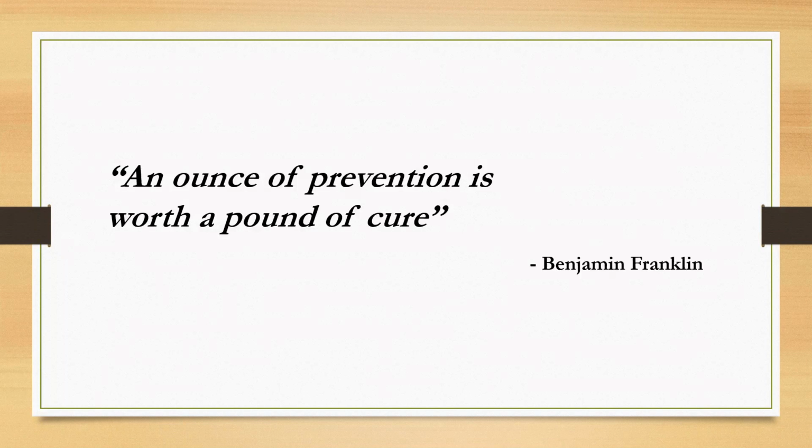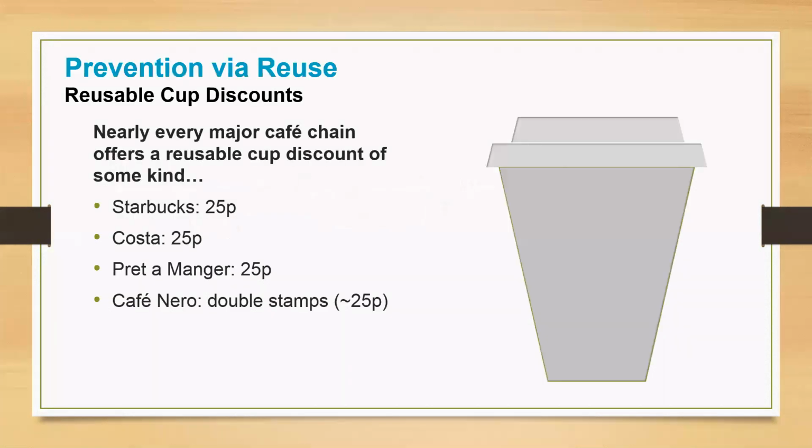When you recycle something, you're not preventing those life cycles, you're just reducing the impacts of those life cycles. So prevention is always superior to recycling. And in the case of disposable coffee cups, I would argue it's actually easier as well. So prevention via reuse, that is the use of reusable cups instead of disposable cups.